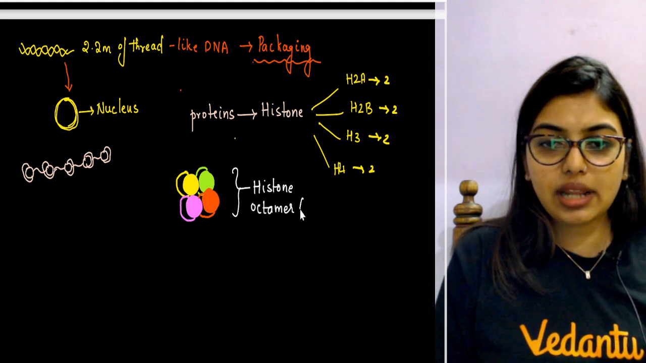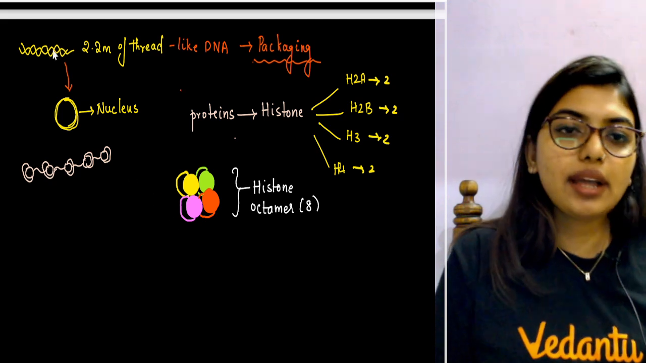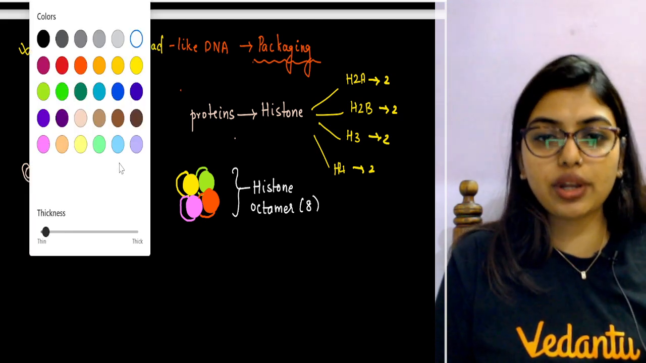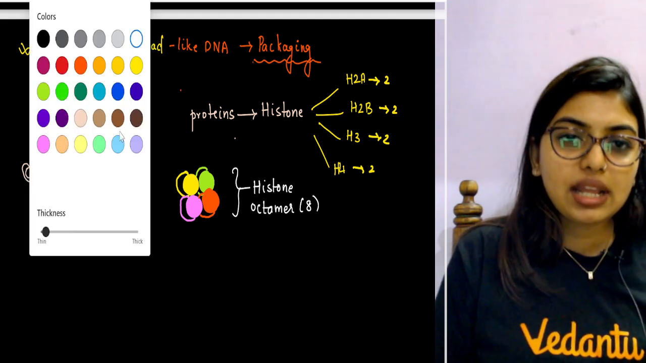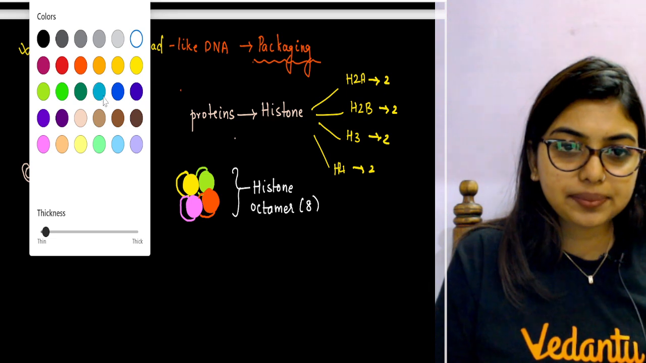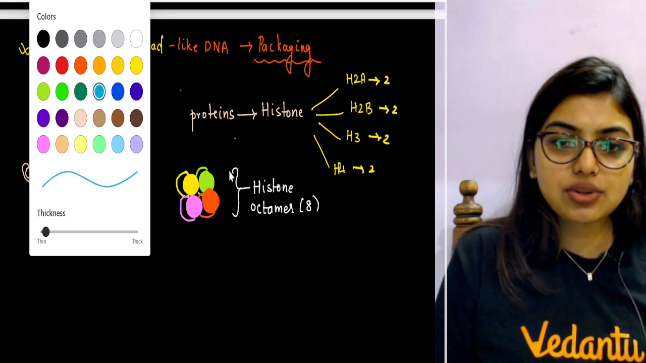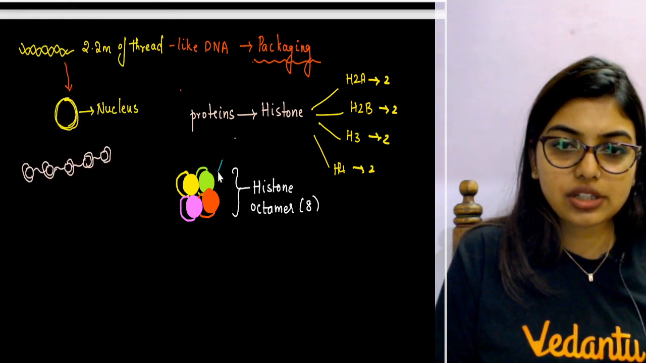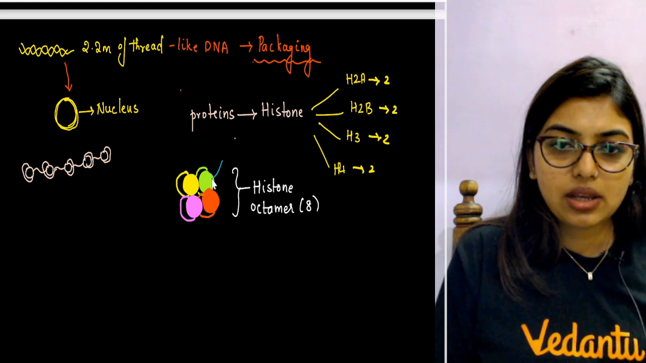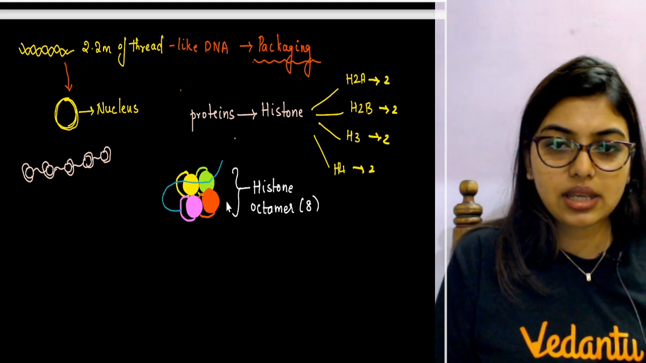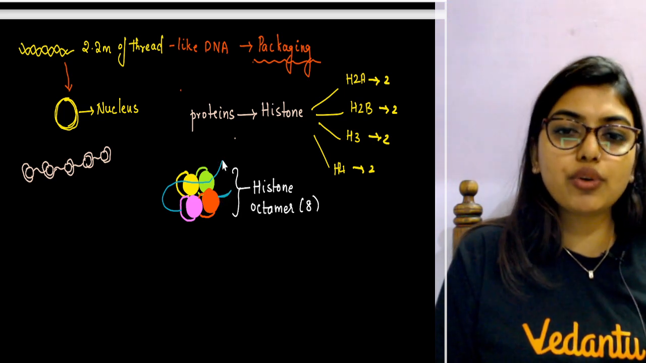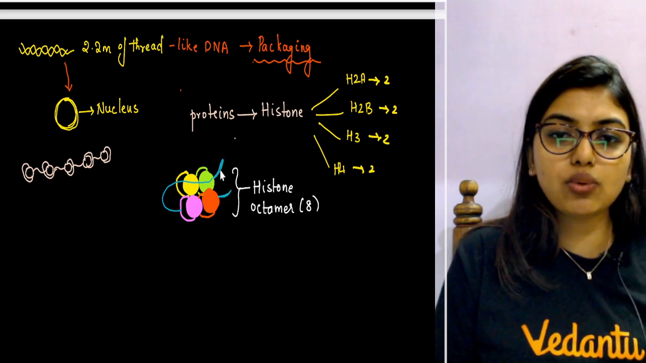Octomer means what? Eight structures. Now, how is the DNA going to go around it? That is a question all of you will have. Let's take blue color for DNA. Students, remember that the DNA structure is going to go around like this, and coming around like this. So the DNA is going to be wound around this histone.